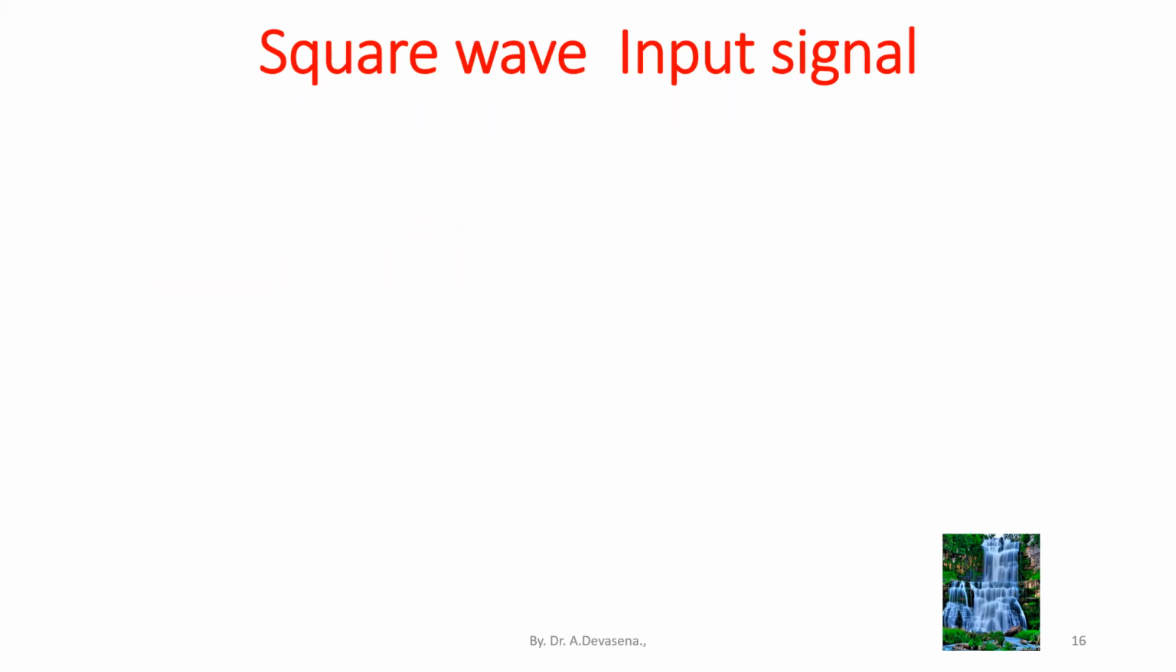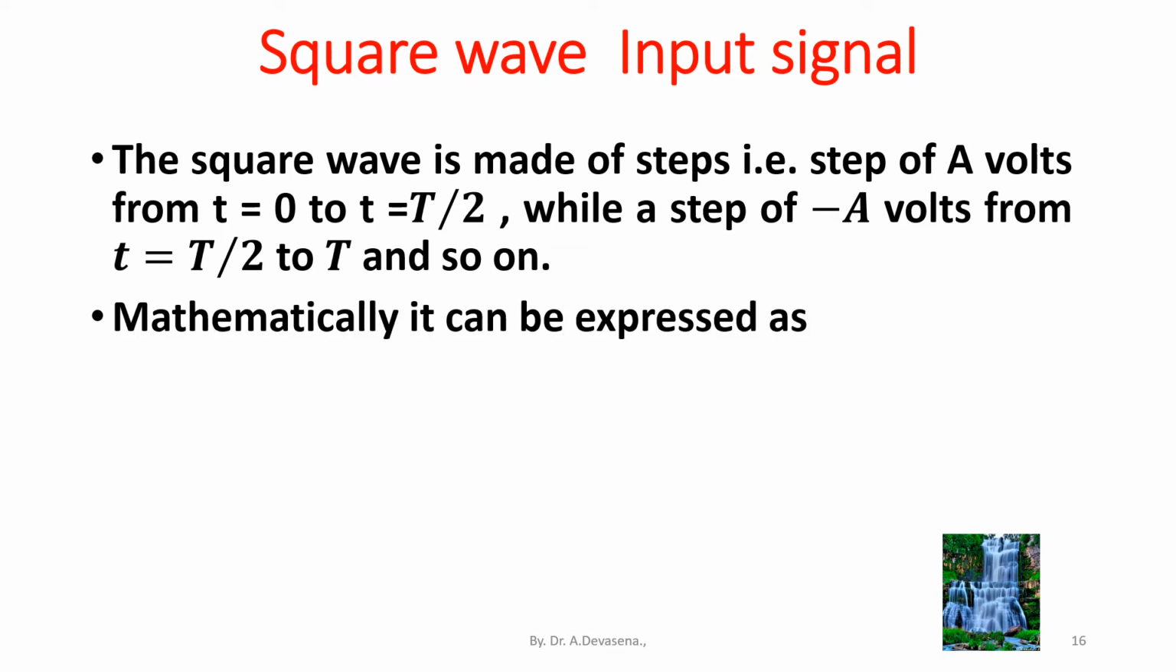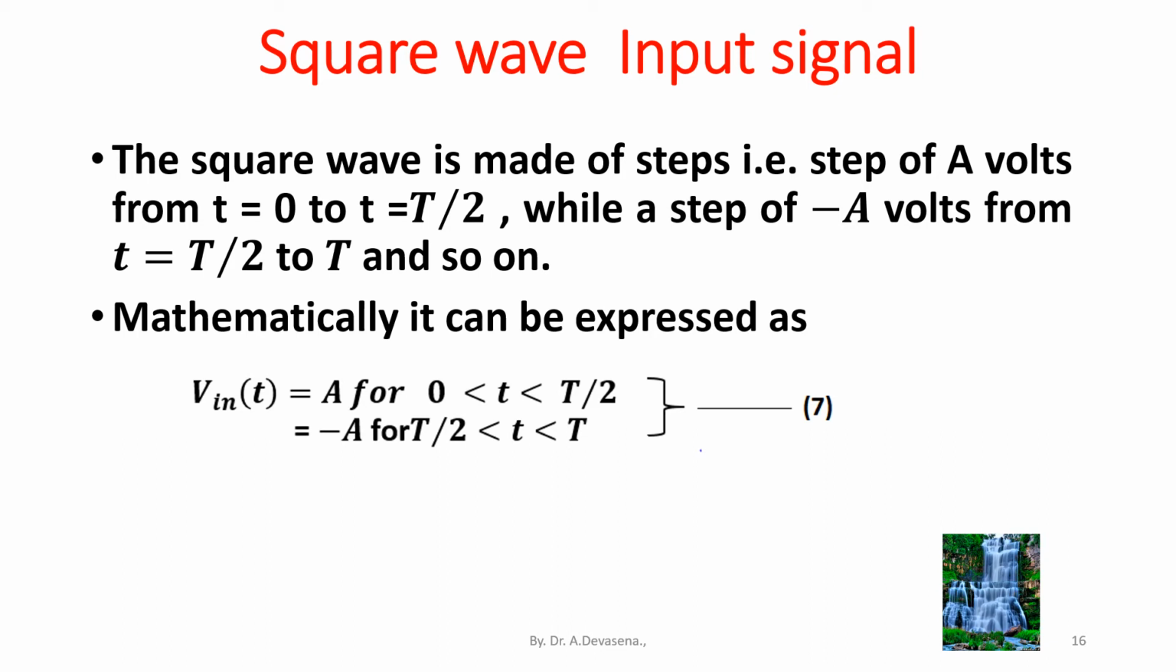Square wave input signal. The square wave is made up of steps, that is a step of A volts from t is equal to 0 to t is equal to capital T by 2, while a step of minus A volts from t is equal to capital T by 2 to capital T and so on. Mathematically, it can be expressed as Vin of t is equal to capital A for 0 less than t less than capital T by 2, and it is equal to minus A for capital T by 2 less than t less than capital T. Consider this as equation 7.